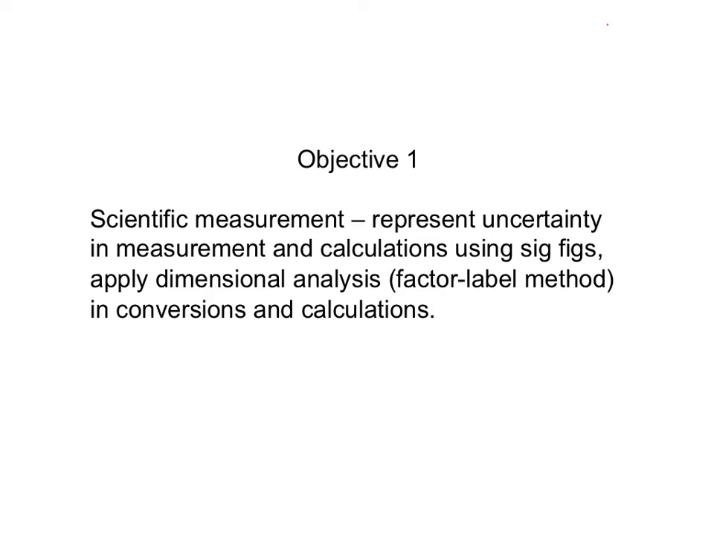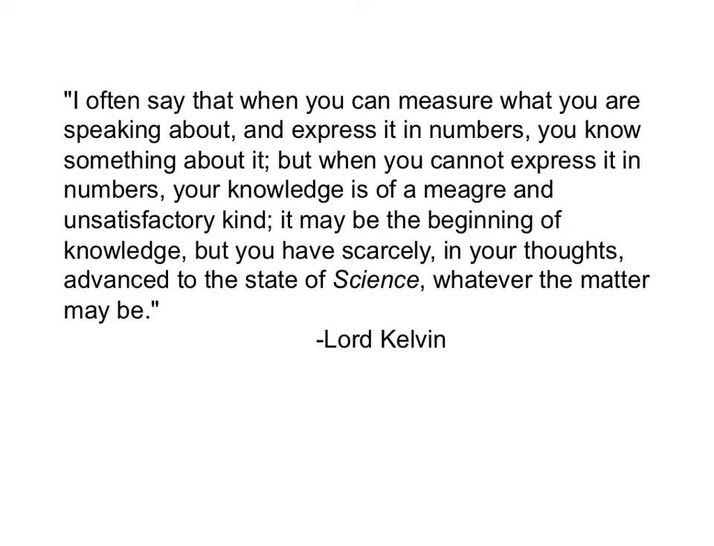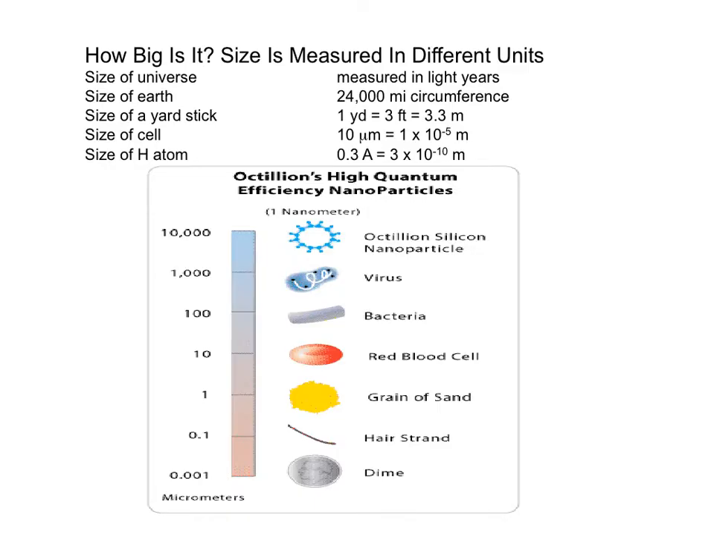As scientists, you'll be making many quantitative measurements, so you want to remember that every measurement involves error or uncertainty. Lord Kelvin, who had a temperature scale named after him, said that when you can express a measurement in numbers, you know something about it. But when you cannot express it in numbers, your knowledge is of a meager and unsatisfactory kind.